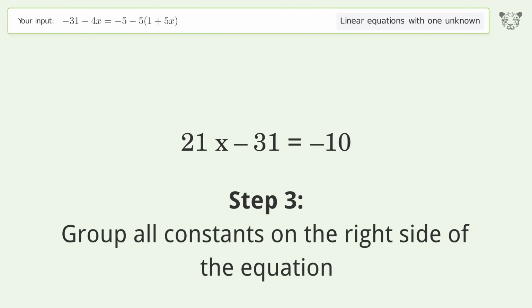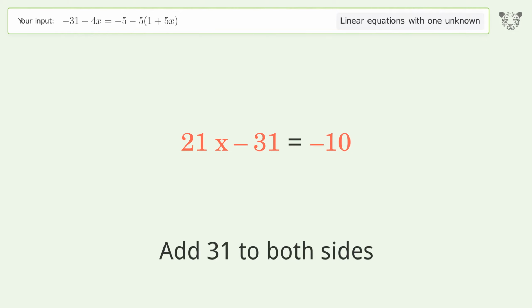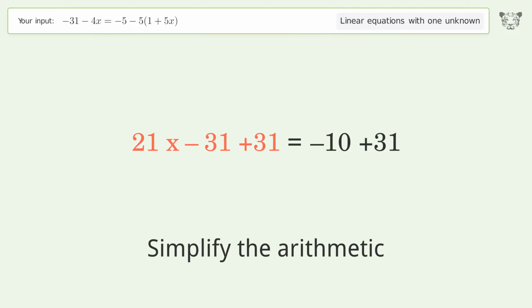Group all constants on the right side of the equation. Add 31 to both sides. Simplify the arithmetic.